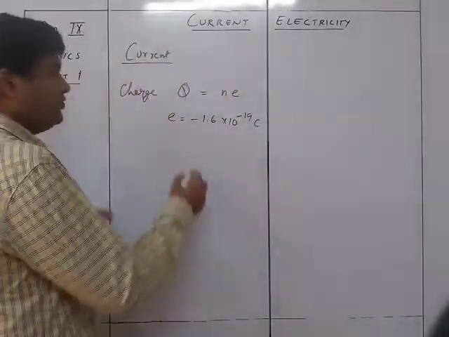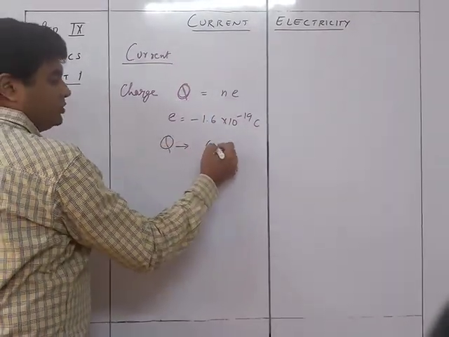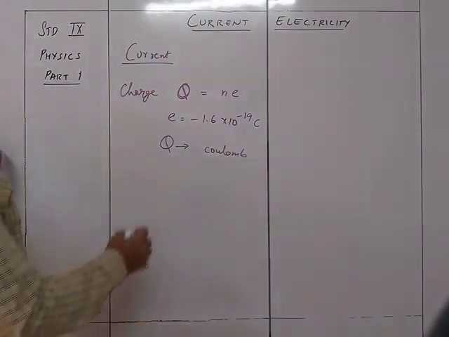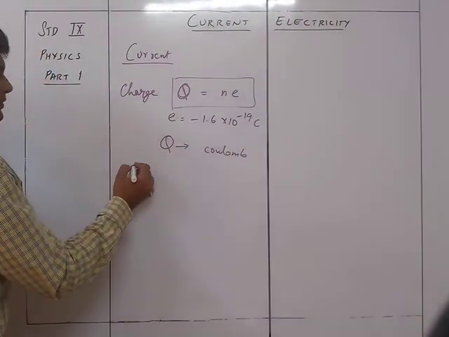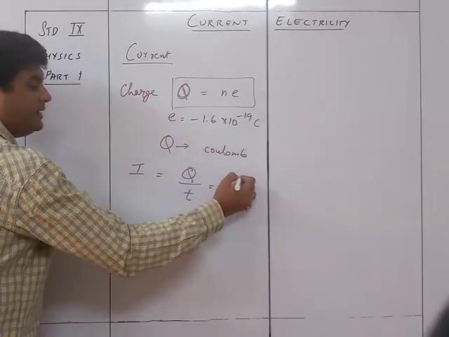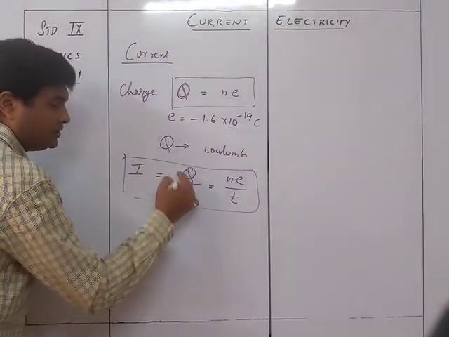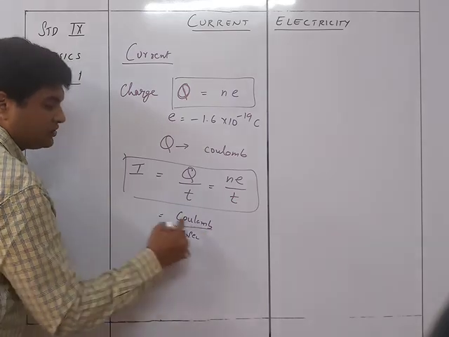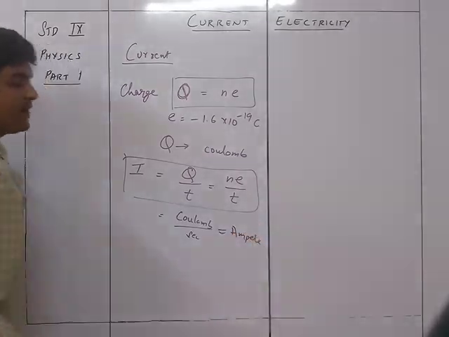Accordingly, the charge Q is measured in coulomb. So that is the unit of charge. The charge is N into e, that is the number of electrons times the charge of each electron. And the current is given as I, and the current is Q upon T, so it will be N e upon T. So this is the thing about the current. The charge is measured in coulomb and the time is in seconds. That's why current is coulomb per second, which is also equal to 1 ampere. So the unit of current is ampere.